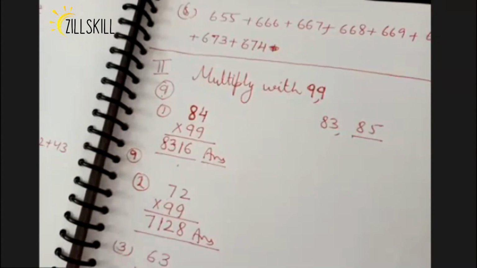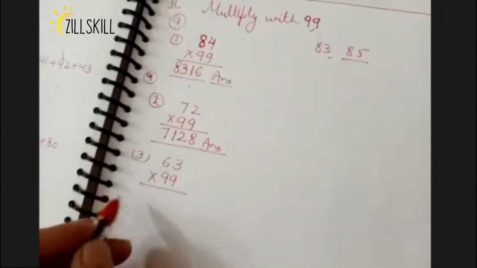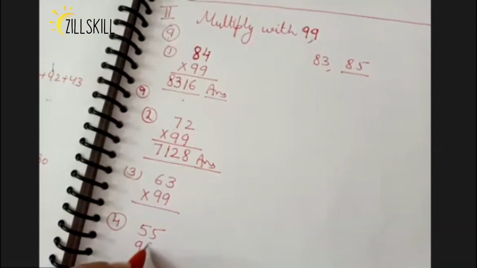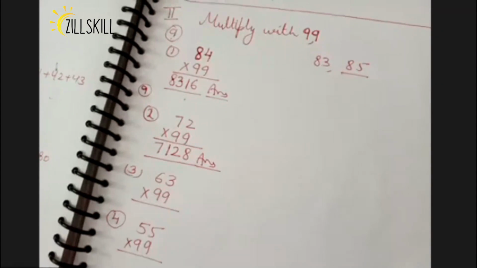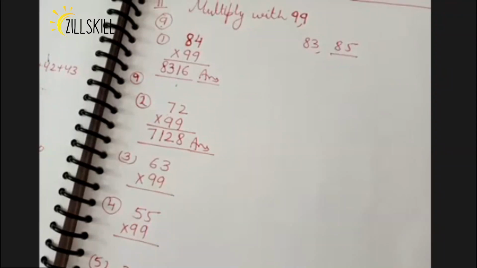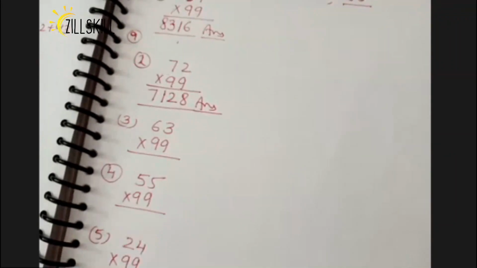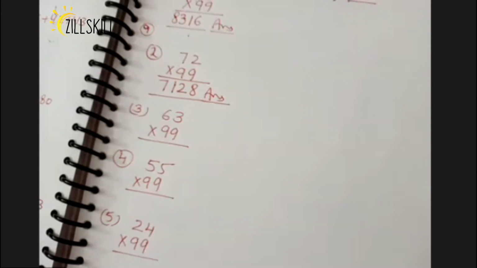63 into 99. Now do this. 55 into 99. 24 into 99. 99 into 99.